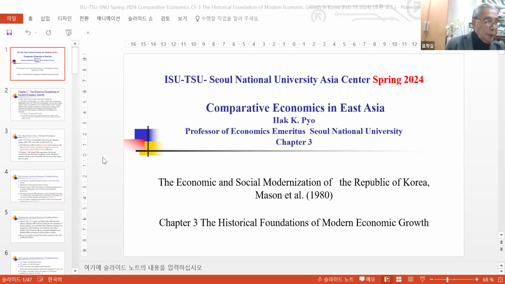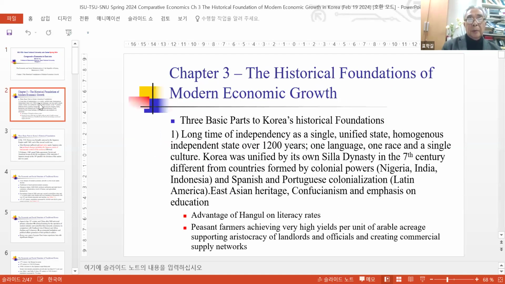Okay, now let us turn to chapter 3. We do not have much time left over, but still we want to begin chapter 3 coverage. Chapter 3 is about the historical foundations of economic growth, the larger historical base and foundations for Korea's development.